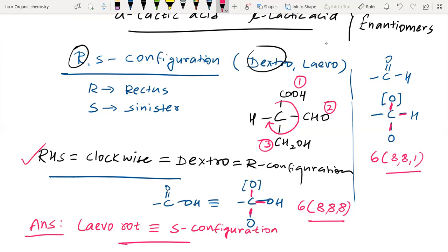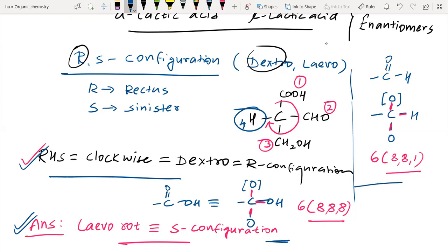For this, as I said earlier, what you have to keep in mind is this number 4. The position of number 4 decides the actual configuration. If number 4 is present at the left or right side, then whichever configuration or rotation you are getting, you have to reverse that. As we are getting clockwise, right hand side rotation, but the final answer which we are giving is levorotatory, S configuration.